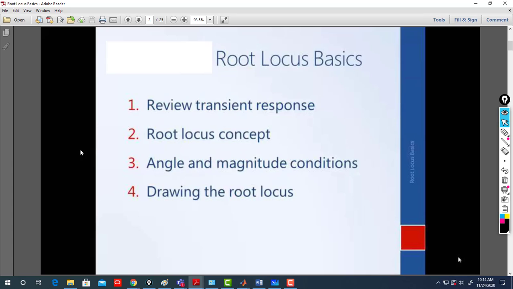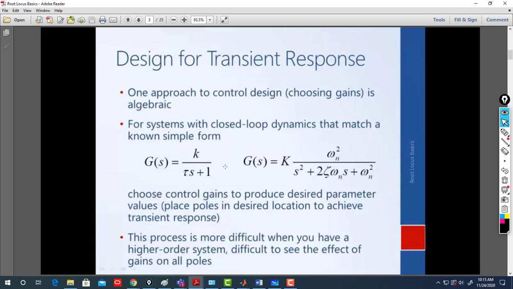We will work on 4 things now. Basically, the idea of this chapter is to know how to draw the root locus, and that's the learning outcome of this chapter. So the learning outcome is how we draw a root locus. Drawing the root locus, that's the ultimate goal of this small chapter.